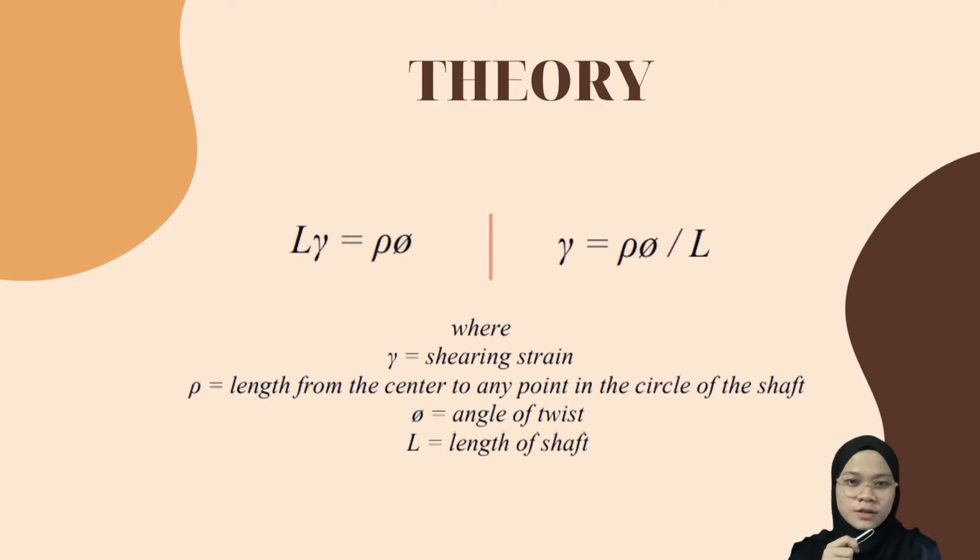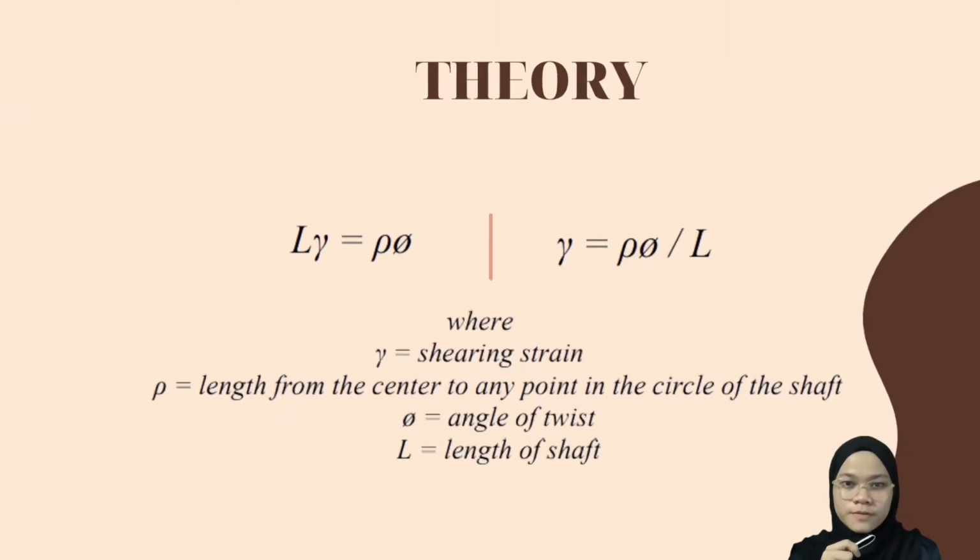First, the shearing strain can be measured by the change in the angles formed by the sides of that element, where we can see from the equation capital L times gamma is equal to rho times theta. Then we can simplify the equation to become gamma is equal to rho times theta divided by capital L, where the symbol gamma symbolizes the shearing strain, rho is the length of the center to any point in the circle of the shaft, theta is the angle of twist, and capital L is the length of the shaft.